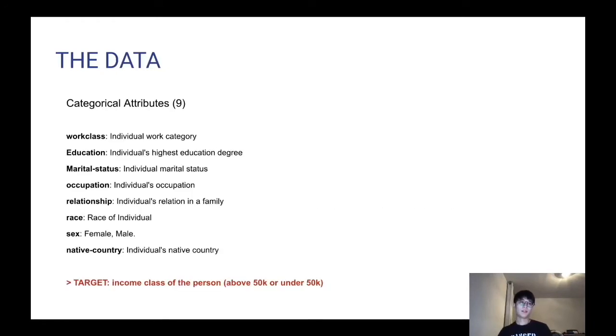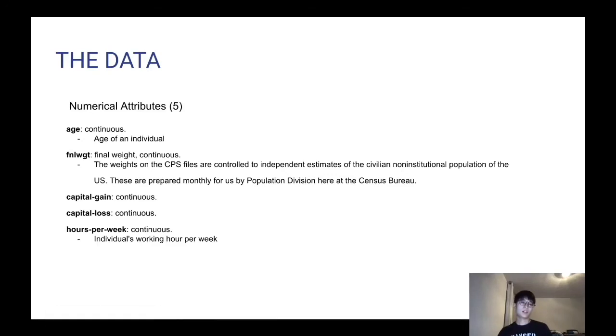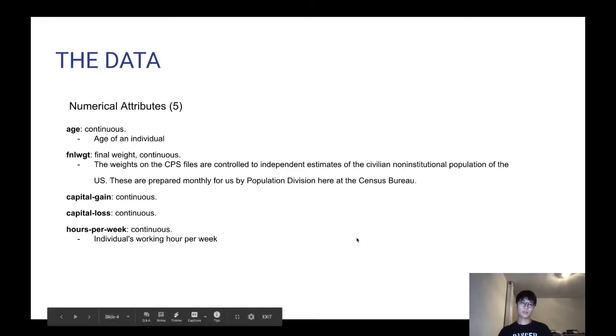And in this data, we have non-numerical categorical attributes like work class, education, marital status, occupation, relationship, race, sex, and native country. And we also have 5 numerical attributes like the age, capital gain, capital loss, and hours per week.